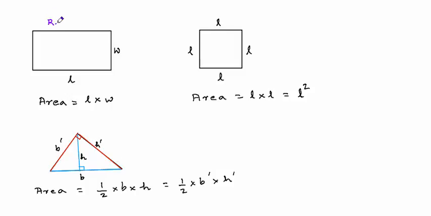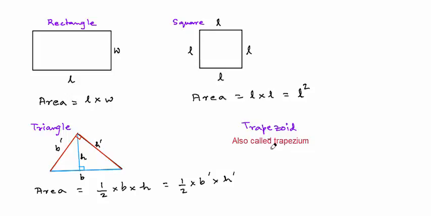So we have a rectangle, we have a square, we have a triangle, and now let's talk about how to find the area of a trapezoid. A trapezoid is a four-sided shape or a quadrilateral in which exactly two of the four sides are parallel and the other two are not parallel.